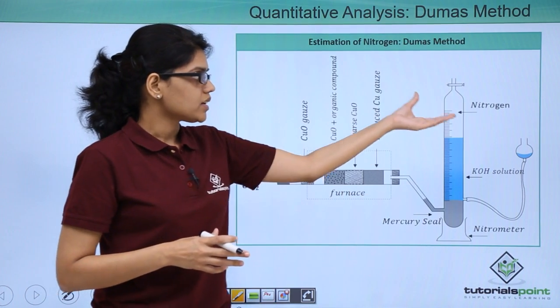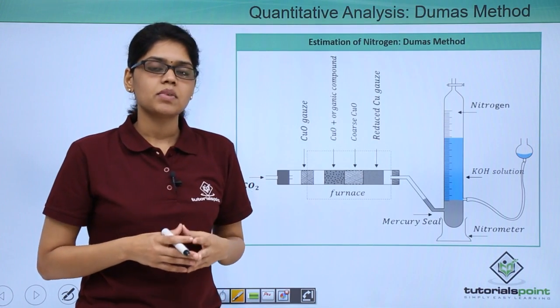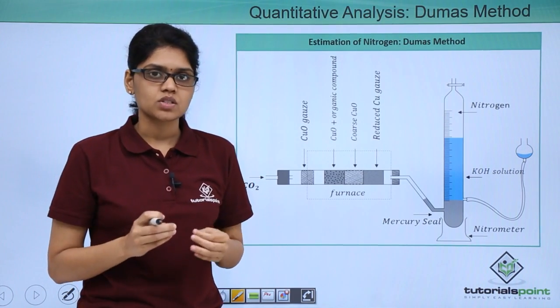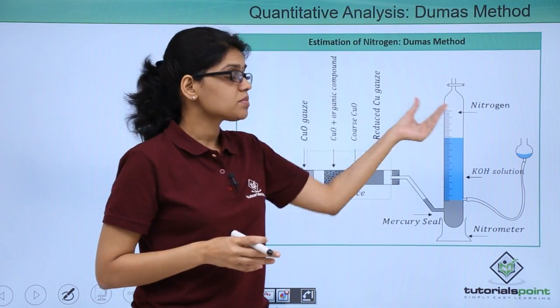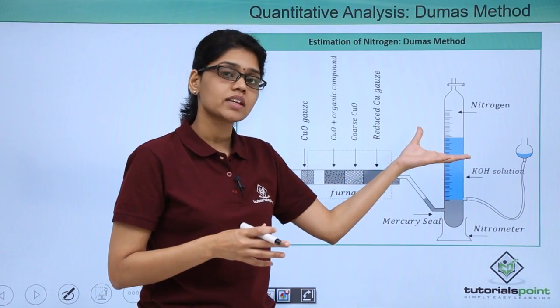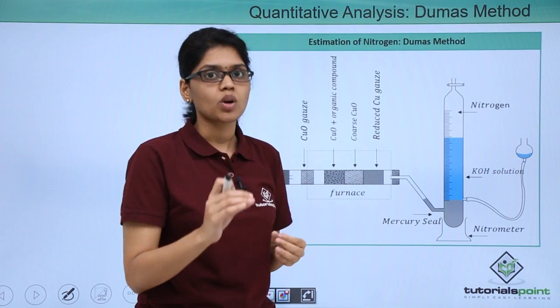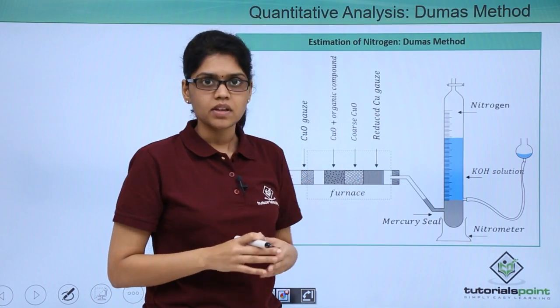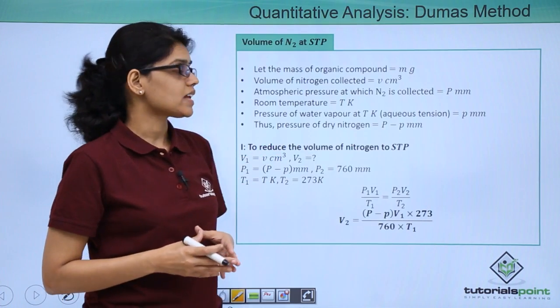Now that we have collected nitrogen, we know the volume of nitrogen here. We can easily estimate the percentage of nitrogen in our given organic compound. But before that, here the nitrogen is being collected at atmospheric pressure, the given experimental condition. We need to see what the volume of nitrogen will be at STP or standard conditions. For that, we can look at this particular slide here.